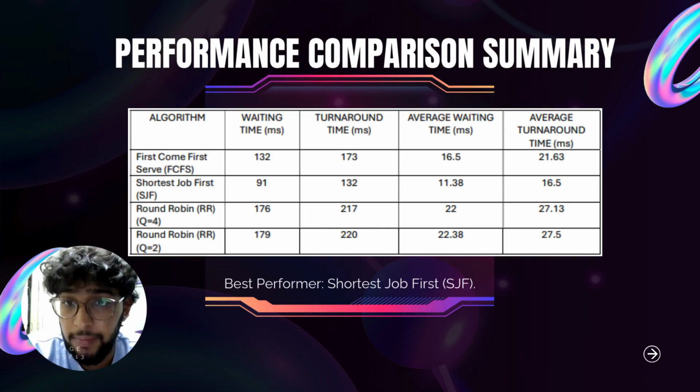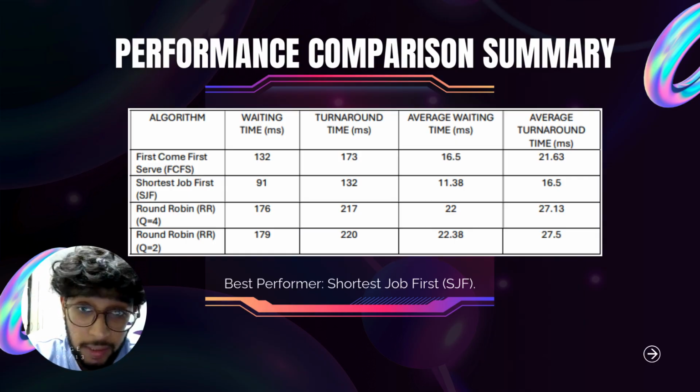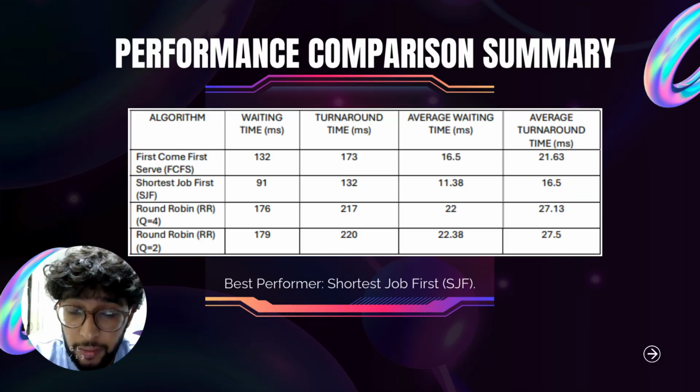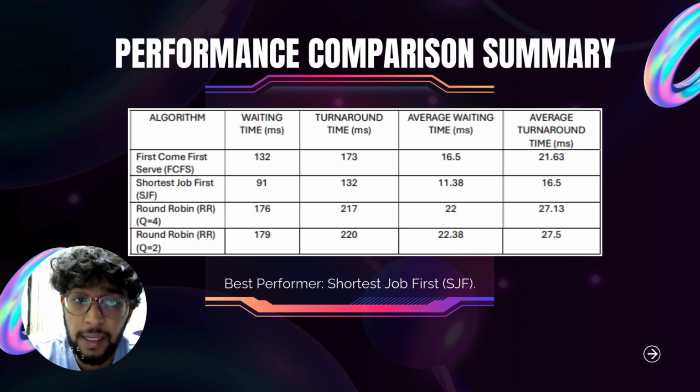So, based on this table, we can see there are three algorithms: first come first serve, shortest job first, round robin with a time quantum of 4, and round robin with a time quantum of 2. So based on this, we can see that the shortest waiting time, shortest turnaround time, shortest average waiting time, and average turnaround time goes to shortest job first. So we can say the best performer is shortest job first, followed by round robin and first come first serve. So based on the questions and the task given, the best algorithm to choose is shortest job first.